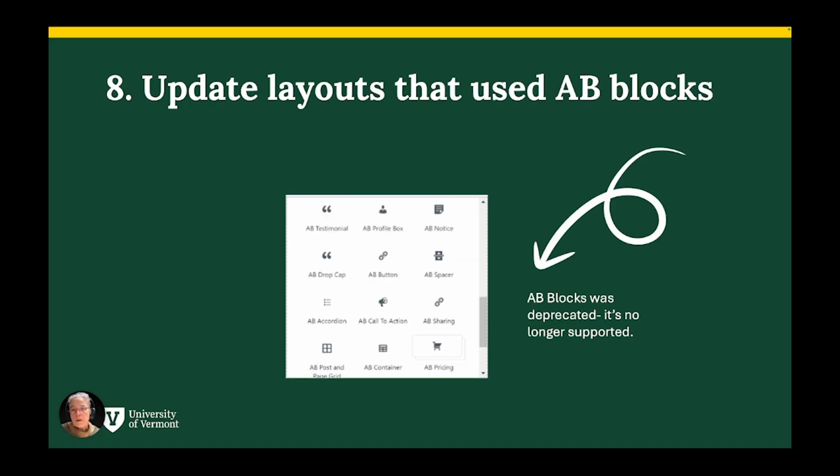The other thing you're going to need to pay attention to is just take a look at all the layouts on your site. If your site used atomic blocks or AB blocks, to make layouts on your site for things like accordions or multi-column layouts, atomic blocks is no longer supported by WordPress. This is not UVM making this decision. It has been deprecated. So it's not available, and those layouts are going to need some love. They're going to need to be rebuilt in the new WordPress. So pay attention to that.